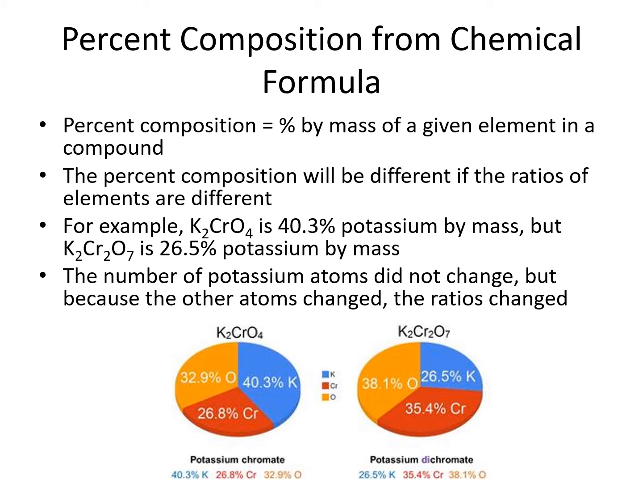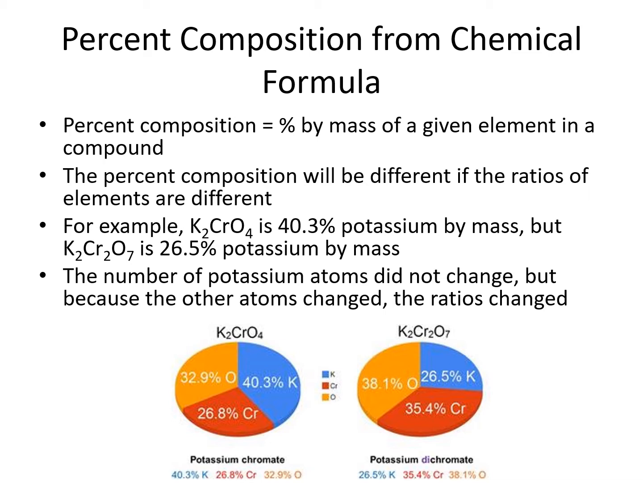Let's look at two similar compounds, potassium chromate and potassium dichromate. Both of these compounds have 2 potassiums in their chemical formula, but 40.3% of potassium chromate's mass comes from potassium, whereas only 26.5% of potassium dichromate's mass comes from potassium. The reason is that dichromate is a larger ion, and so the 2 potassiums that are with it make up a smaller percentage of the overall mass of the compound.